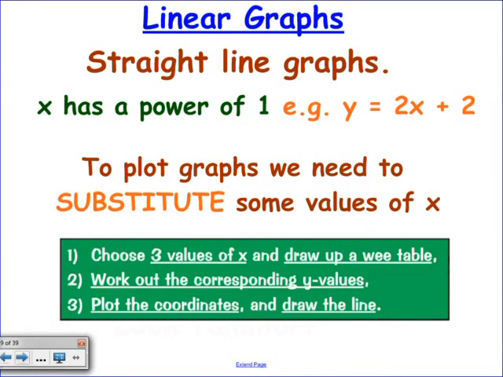If I put 1 in for x, I get 4 out for y. So if I put 1 in there, I get 4 there. So that's my first coordinate. X is 1, y is 4. I go to my graph and I plot it.